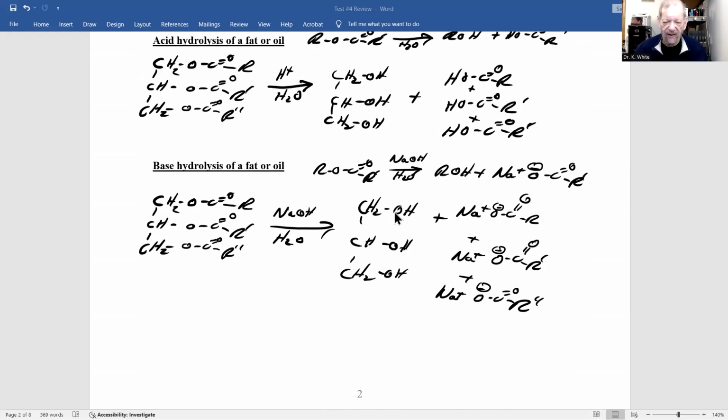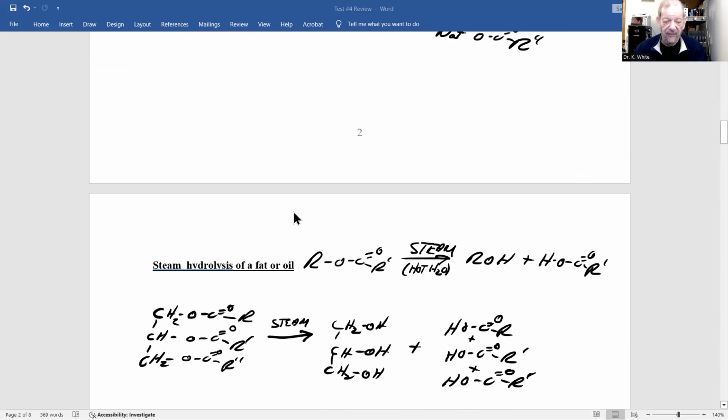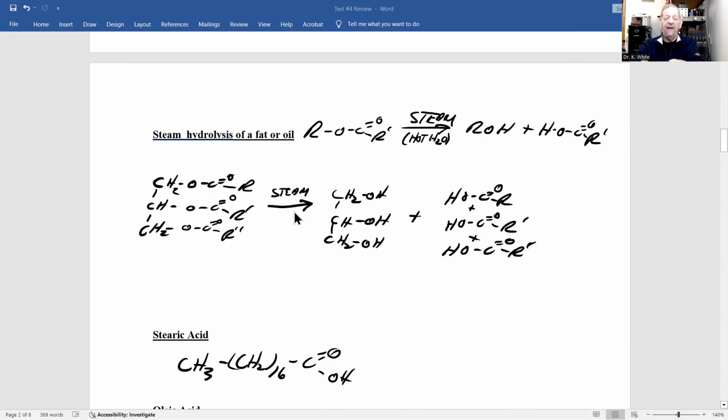So ester number 1 gives this alcohol plus this carboxylate anion. Ester number 2 gives this alcohol plus this carboxylate anion. And ester 3 gives this alcohol, and you get glycerin again, plus this carboxylate anion. And I worked for a company that did the first reaction, and I'll show you another one they did right now. Now, how do you make a reaction go quicker?